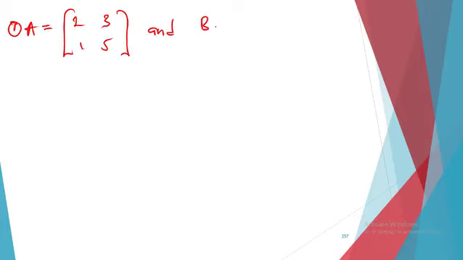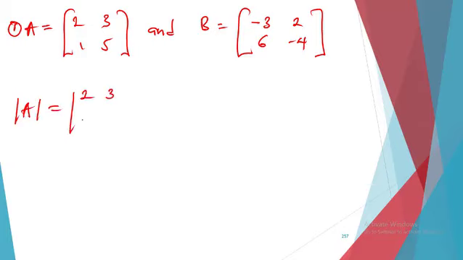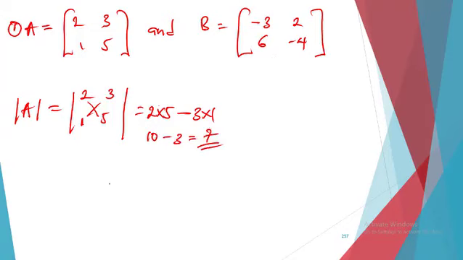If we are given, number 1, A is equal to 2, 3, 1, 5, and B equal to minus 3, 2, 6, and minus 4. To find the determinant of A, we have 2, 3, 1, and 5. Is that correct? And that will give us 2 times 5 minus 3 times 1. Do we understand? So therefore we have 2 times 5 is 10, minus 3 times 1 is 3, and that will give us 7. That's the answer.